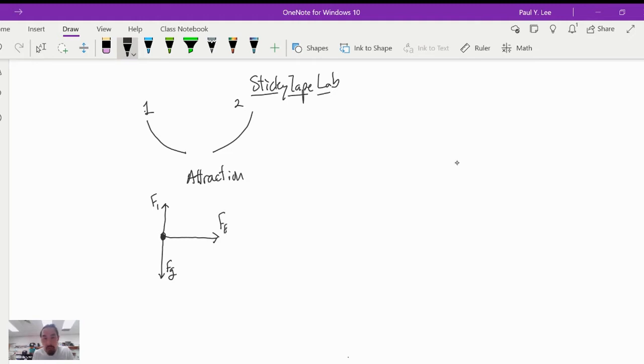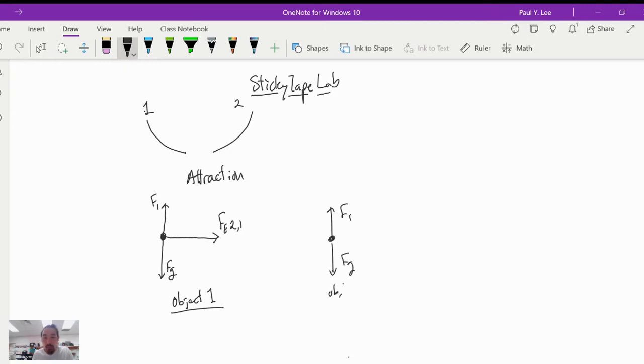So here we have F of E. This is the electrostatic force that object 2 has on 1, and this is for object 1. Object 2 pulls object 1 to the right, and we have that evidence because the tape curves like that. If we were to do the free body diagram for the other object, it will look nearly identical.